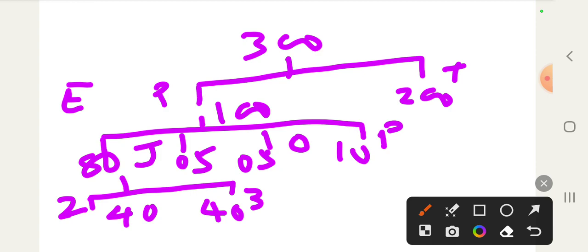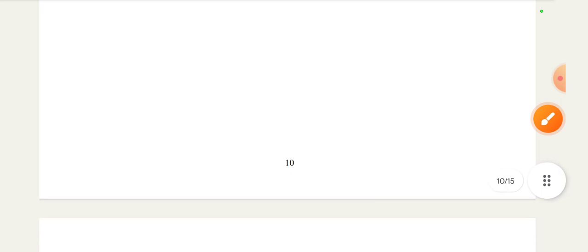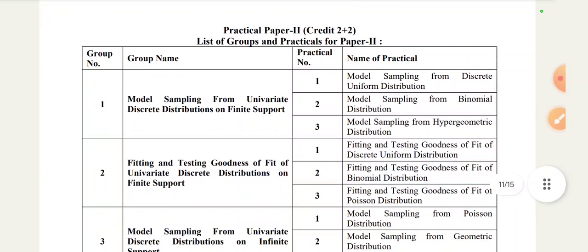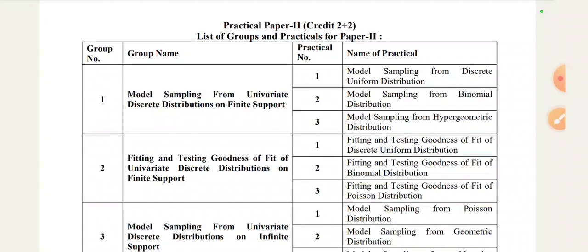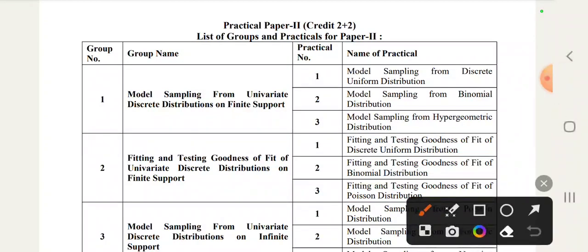Since there are 2 papers, the practical examination is conducted for 2 days. The first day there is the examination which is related with paper number 2, and the next day the practical examination is related with paper number 3. So what are the groups and the list of practicals in paper number 2 and paper number 3? Now I am showing the practical paper number 2, which is related with 4 credits, 2 plus 2, and the list of groups and practicals for paper number 2 are given.